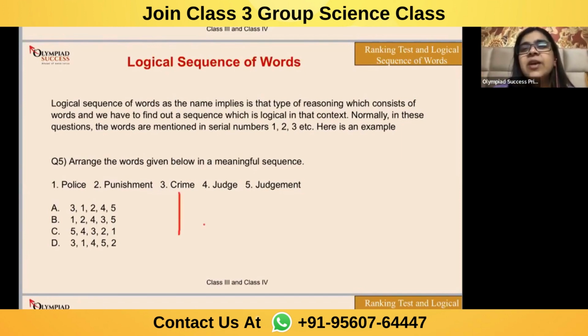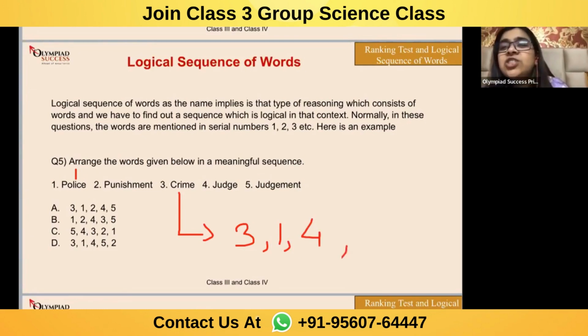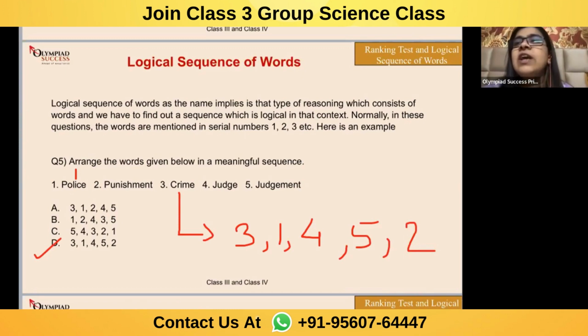First, a crime will take place. Then police will come. After police come, do they give direct punishment? No. They take us to the judge. The judge gives the judgment whether the person who is prosecuted is innocent or a criminal. And after the person is proven a criminal, the person is given a punishment. So the correct order here will be 3, 1, 4, 5, 2.